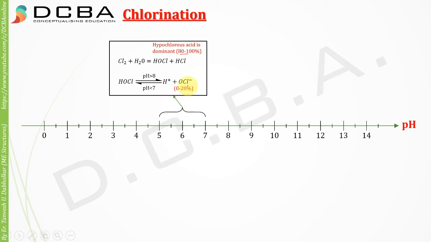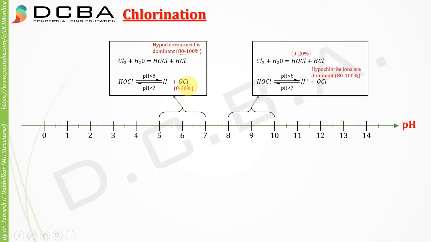When the pH level is between 8 to 10, again the same two reactions take place, but this time your hypochlorous acid is 0 to 20% and your hypochlorite ions are dominant, 80 to 100%. So both these reactions take place, and depending on pH level, the dominant products are formed. The dominant product here is hypochlorous acid, here it is hypochlorite ions.